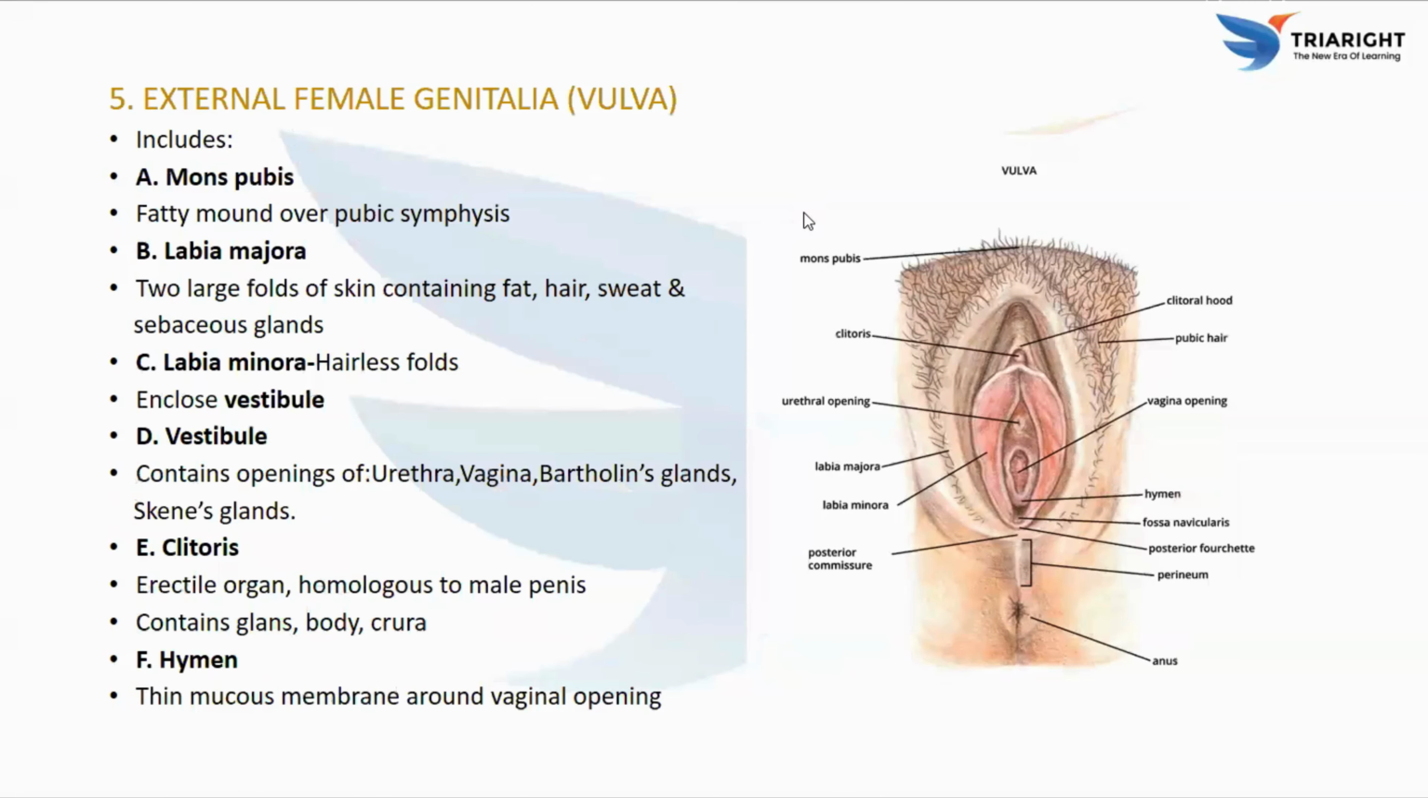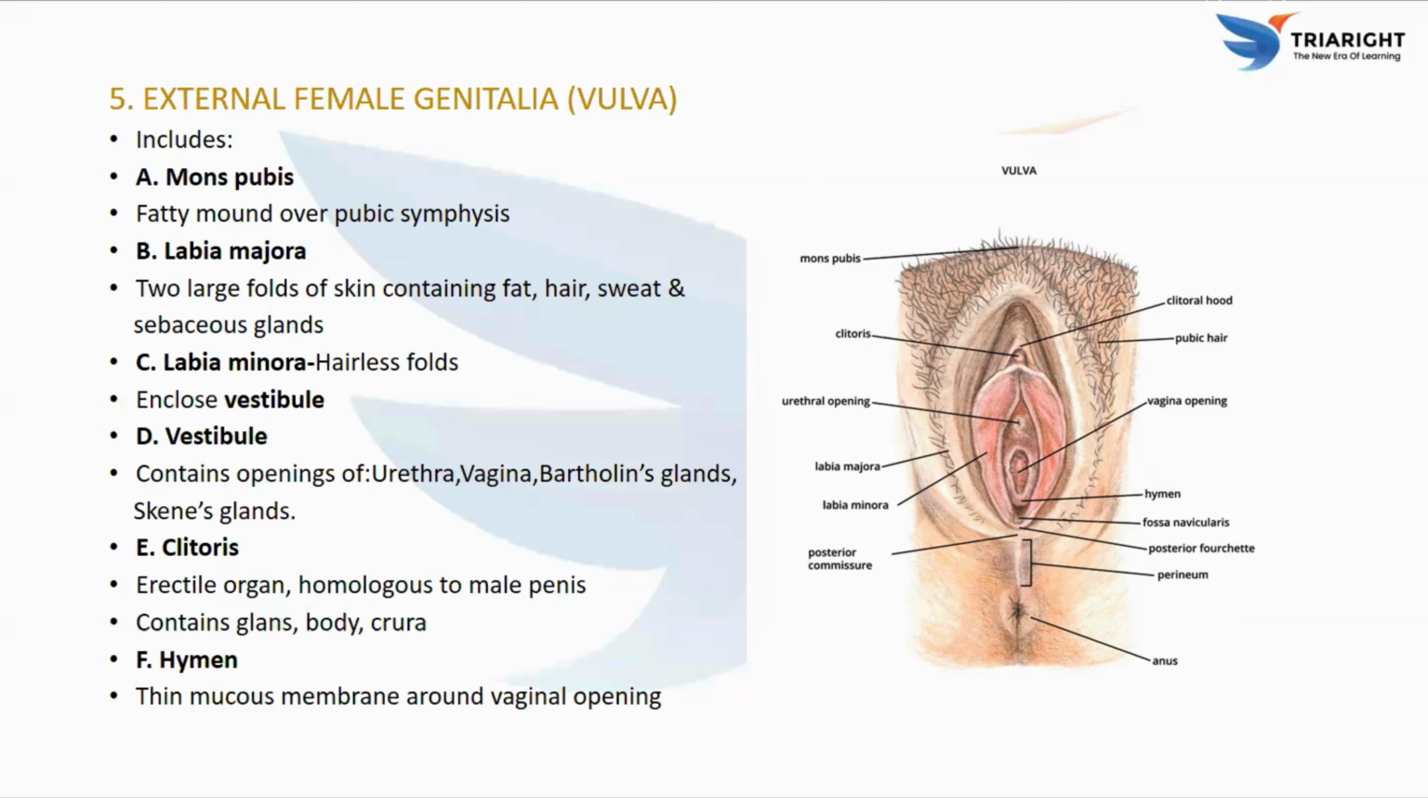So next is the external female genitalia, also called the vulva. The vulva is the name for all the external female genital structures. So it includes everything you can see on the outside: mons pubis, labia majora, labia minora, vestibule, clitoris and hymen. The mons pubis is a soft fatty mound located above the pubic bone. It is covered with pubic hair after puberty. What is the function of the mons pubis? It acts like a cushion to protect the underlying bones during movement and intercourse.